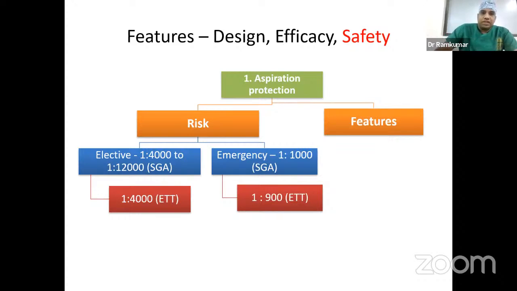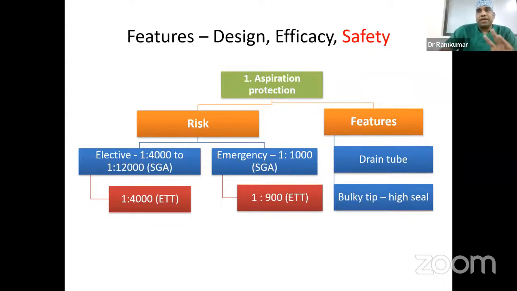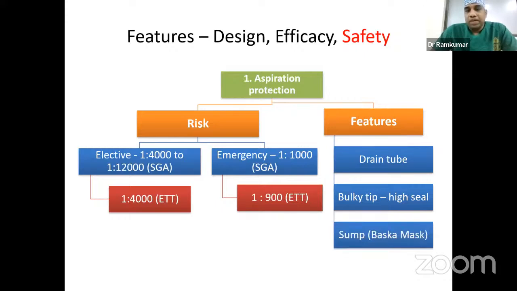The aspiration risk is far less nowadays because of features like the drain tube, as already mentioned, and the bulky tip, which mechanically occludes the upper esophageal sphincter and so minimizes the risk of regurgitation into the throat. And the Bhaskar mask has a sump in the posterior aspect, which tends to collect the gastric contents, and that can be aspirated through the drain tube, which is present on either side of the ventilating tube, which I'm going to show in later slides.